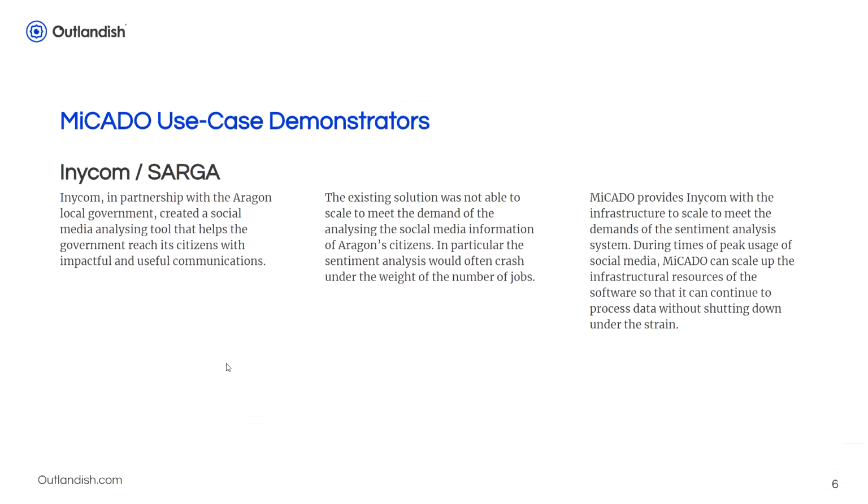And then the final one was Anycom and Saga. So they were working in partnership with the Aragon local government in Spain. The Aragon local government uses social media information to communicate with their citizens. And they wanted to use sentiment analysis on social media to understand better what their citizens were talking about, and then provide answers to their questions and concerns as quickly as possible. And Mikado can provide Anycom with a way of scaling that infrastructure up to meet the demands of what can be quite a demanding system of reading through all those tweets and Facebook posts.